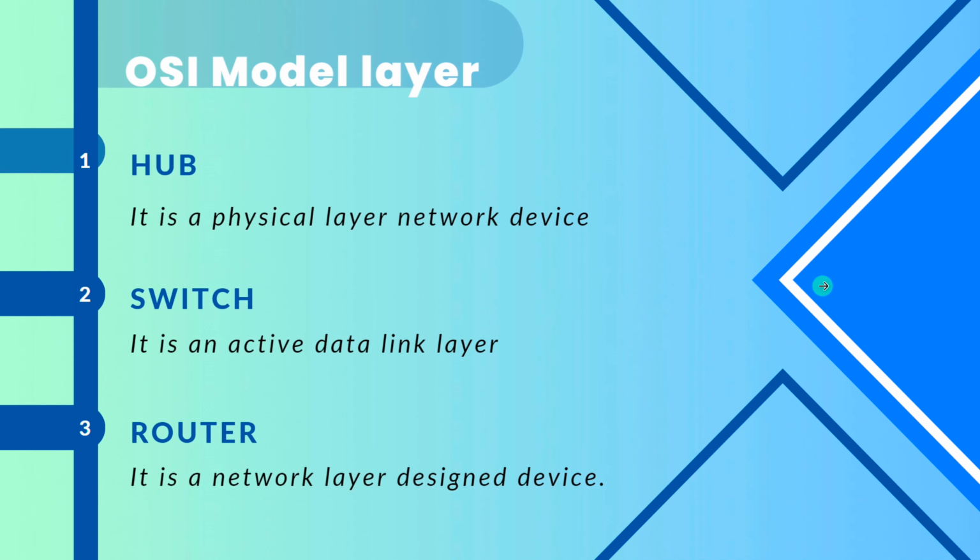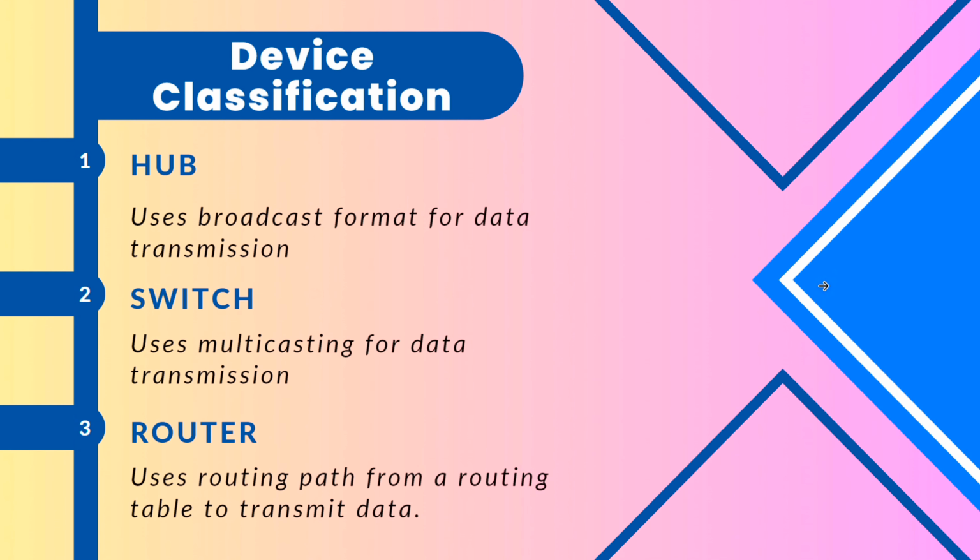Next one, we will differentiate them on the basis of classification. The hub uses broadcast format for data transmission. A broadcast format refers to a method of sending data to all devices within a network segment or a specific network. When data is sent in a broadcast format, it is addressed to a special broadcast address that is recognized by all devices on the network segment or within a particular network. This means that every device in that segment or network will receive and process the broadcast data.